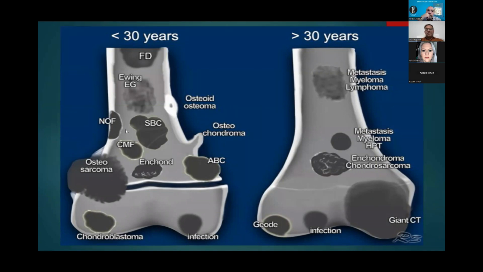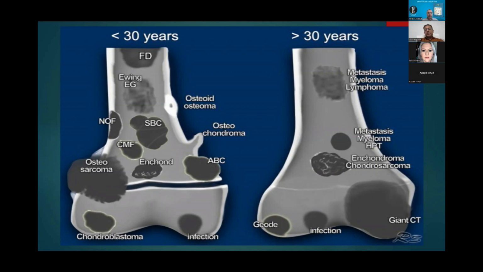As we come towards the metaphysis of the bone, which is the junction between the shaft and the growth plate, which is called the physis, we see several tumors. Most of them, like the non-ossifying fibroma, simple bone cyst, osteoid osteoma, osteochondroma, also known as exostosis, and aneurysmal bone cyst, ABC. Most of these tumors in this picture are benign tumors.